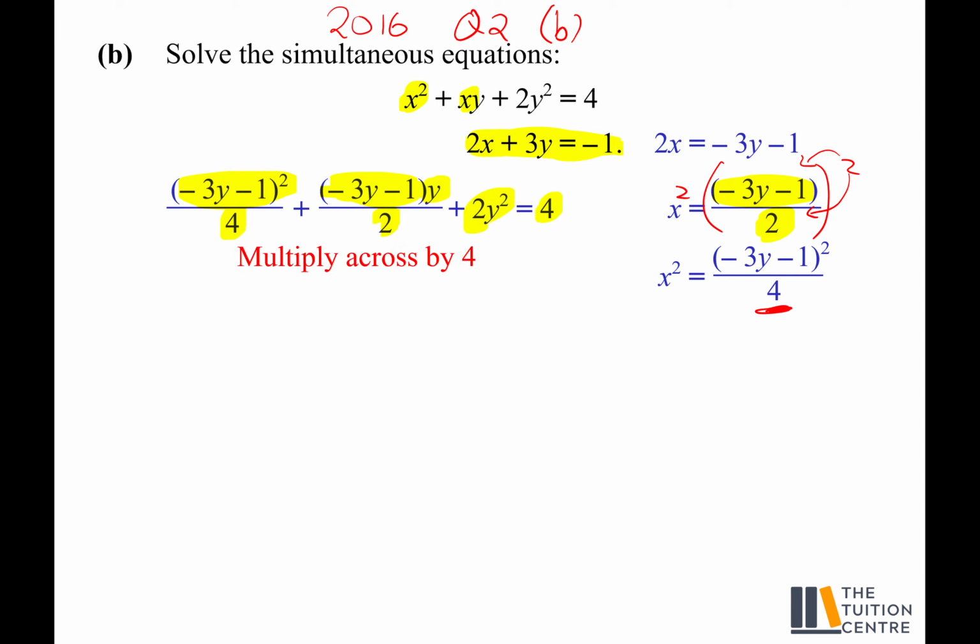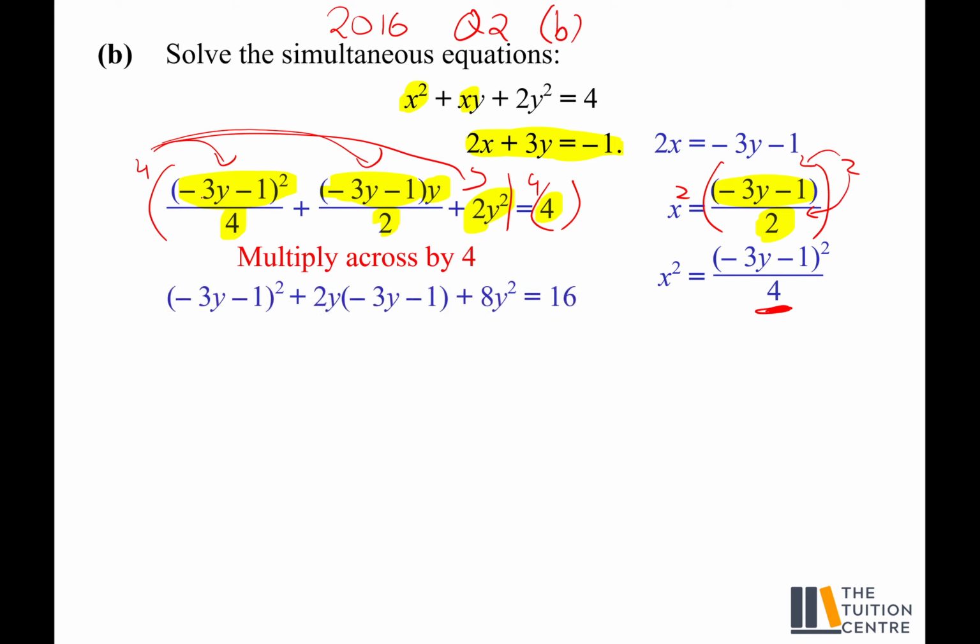Now I'm going to multiply everything by the lowest common denominator, which is 4. So I'm going to be multiplying all of the left hand side by 4 and all of the right hand side by 4. So I'm going to be multiplying in to my bracket. Okay, so what's going to happen here? My first term, when I multiply the 4 by the minus 3y minus 1 to be squared over 4, the 4's are going to cancel. When I multiply the 4 into the second part, 2 into 4 goes twice, so this is where this 2 comes from, and obviously then 4 times 2y squared gives me 8y squared, 4 times 4 gives me the 16.